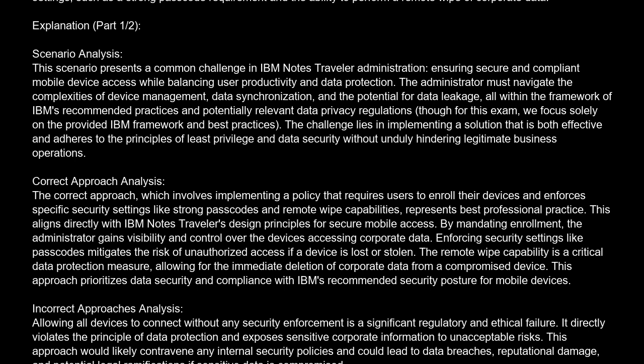Incorrect approaches analysis. Allowing all devices to connect without any security enforcement is a significant regulatory and ethical failure. It directly violates the principle of data protection and exposes sensitive corporate information to unacceptable risks. This approach would likely contravene any internal security policies and could lead to data breaches, reputational damage, and potential legal ramifications if sensitive data is compromised.